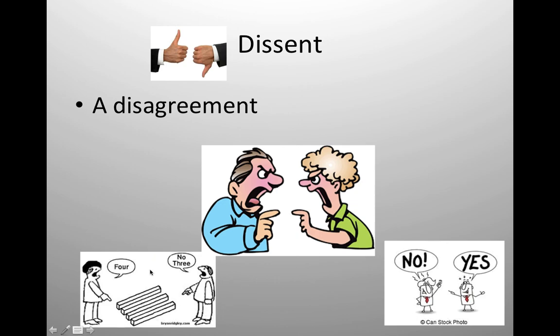Then we have, this is kind of a fun picture. From where this guy is standing, it looks like there are 4 lines, but from where this guy is standing, it looks like there are 3. And it's just kind of an optical illusion, but it also shows dissent, a disagreement. And these little guys are also disagreeing, yes and no. So, dissent is a disagreement.